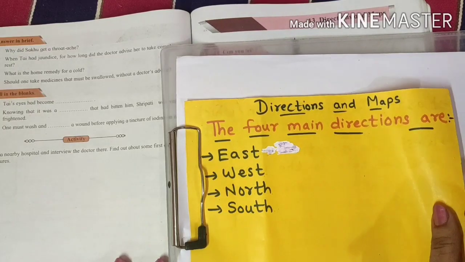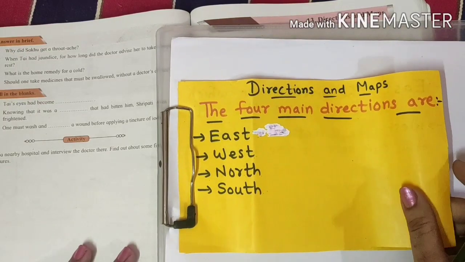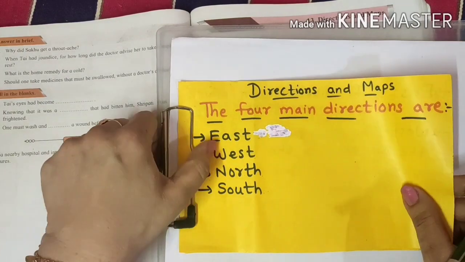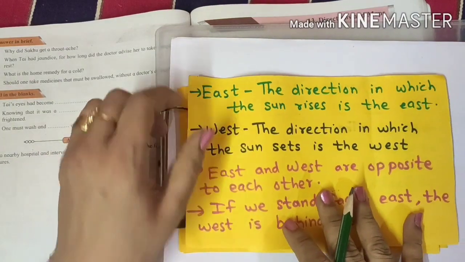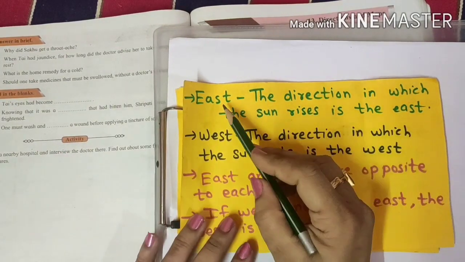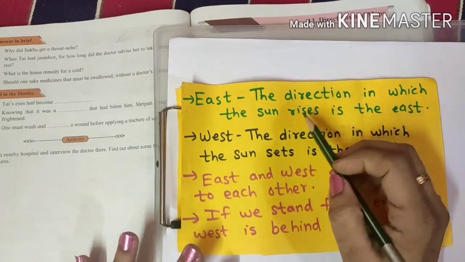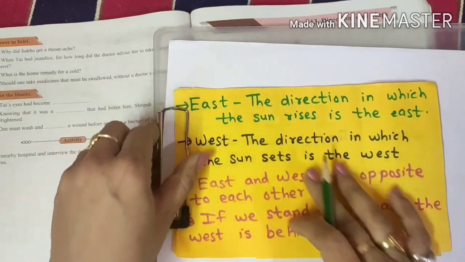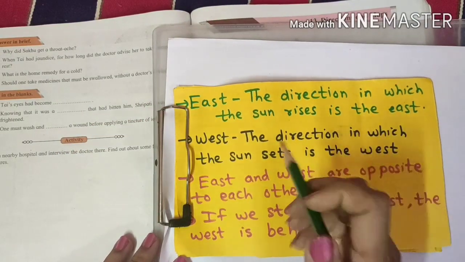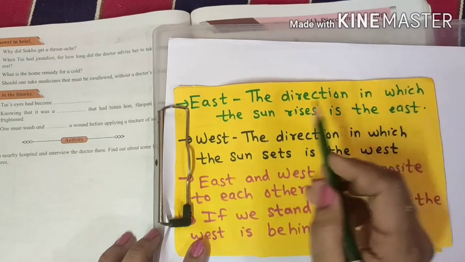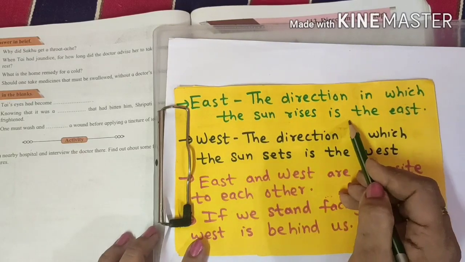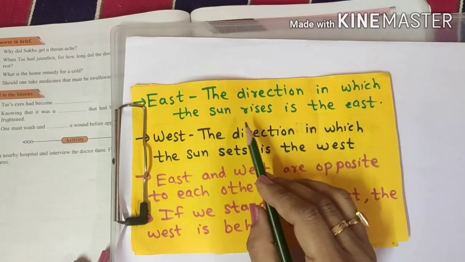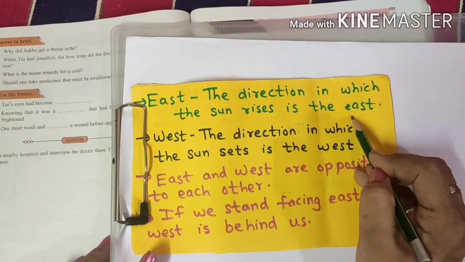Now how to find out these directions, children? Where is east, where is west, where is north and where is south? For that I have written the notes here. See children, east. All of you know the direction where the sun rises. When you come out from your house, you can see where the sun rises. So the direction in which the sun rises is the east direction.